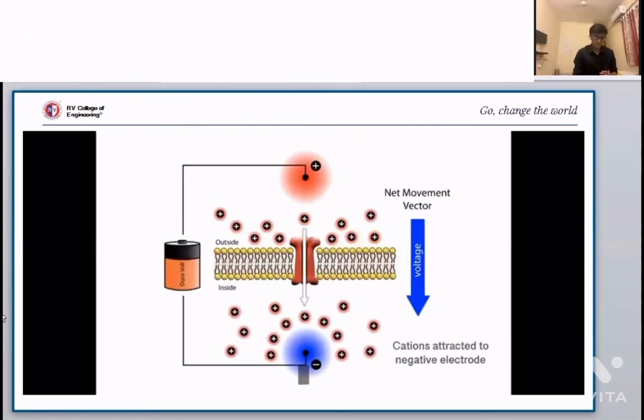Now in the next slide, the other factor that determines the movement of ions is the electrical gradient or the electrical field. So if I apply a battery, the negative side of the battery will attract the cations to itself and the positive side will repel. So there is the movement of ions from outside to inside.